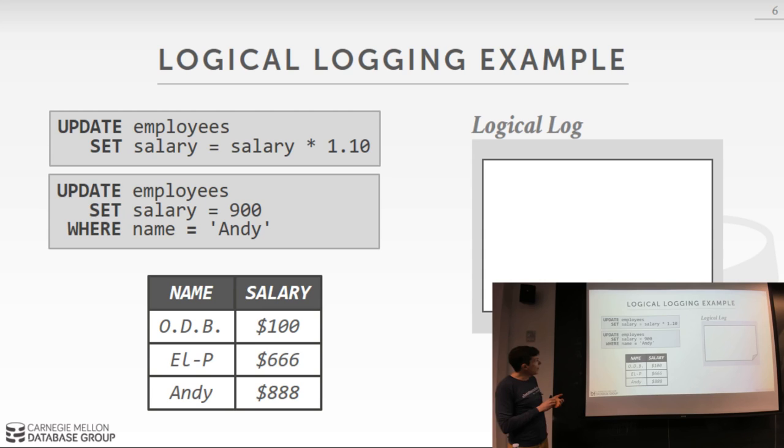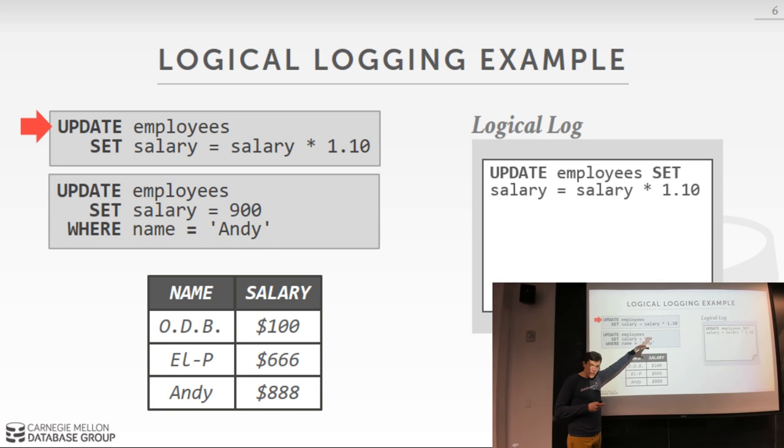So let's look at a simple example here. We have a simple table of employees, and they have a name and a salary. And then I have two transactions running at exactly the same time. For this, assume we're running under read committed isolation. The first transaction starts running, and it wants to do a sequential scan on the entire table and update everybody's salary to give them a 10% raise. So the first thing we need to do is write an entry into our log record that says, here's the SQL statement we executed. We're doing logical logging, so it's the exact copy of what the client sent us.